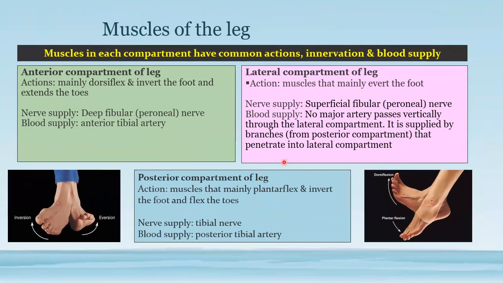Like in the compartments of the thigh, muscles in each compartment of the leg have common actions, innervation, and blood supply. For example, the anterior compartment of the leg mainly dorsiflexes, meaning flexes up, and inverts the foot.